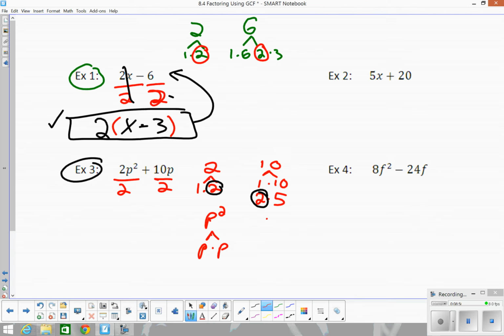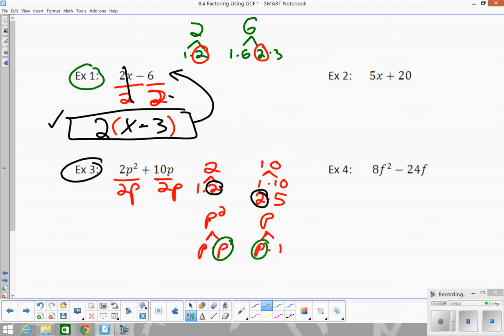Then I have just a regular p right there, so what 2 things can I multiply to get p? If I just have a p and I multiply by 1, it's itself, which is p. So how many p's do they have in common? They have at least 1 p. So I am going to pull out that 1 p, and that is going to be my greatest common factor. It's 2p. Not just 2, not just p, you have 2p.